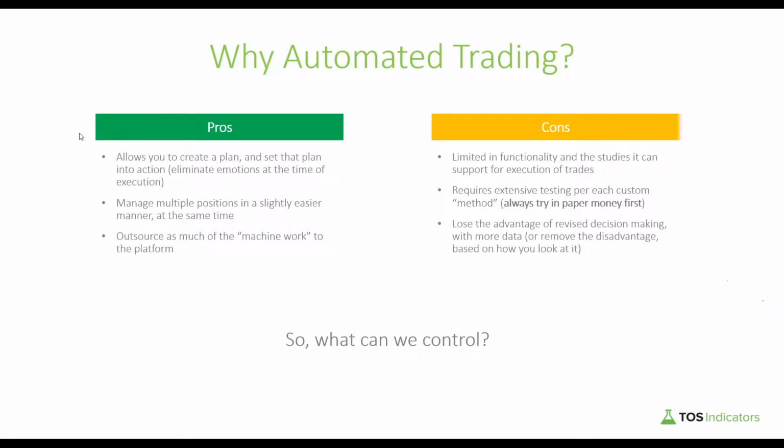So now with automated trading, we can start to eliminate some of the emotion that takes place when it comes time to execute the plan that you put forth for yourself based off of your setup well ahead of time. So that's step number 1. It allows you to create a plan and set that plan into actual action.